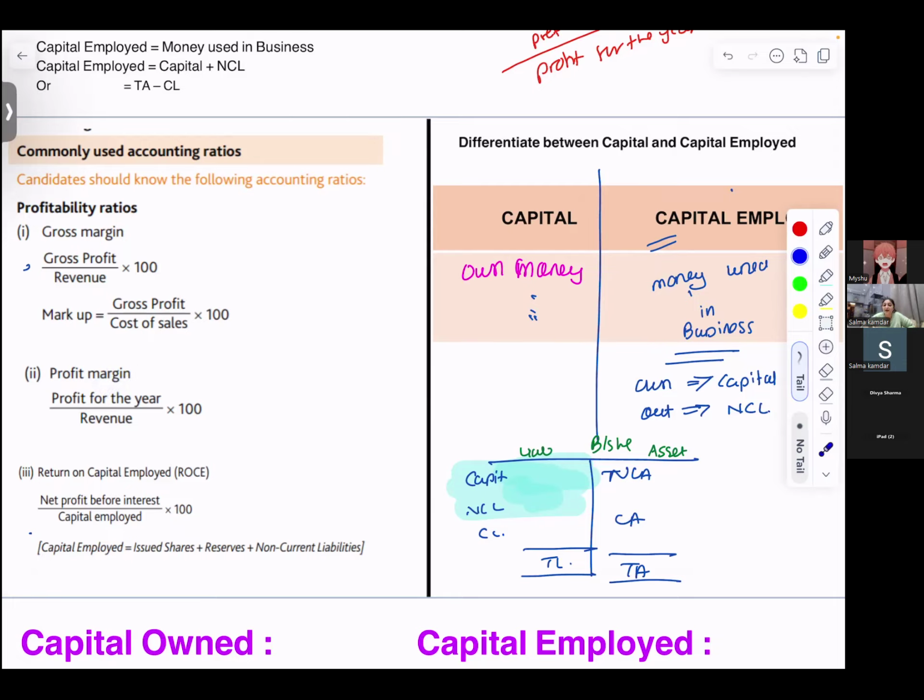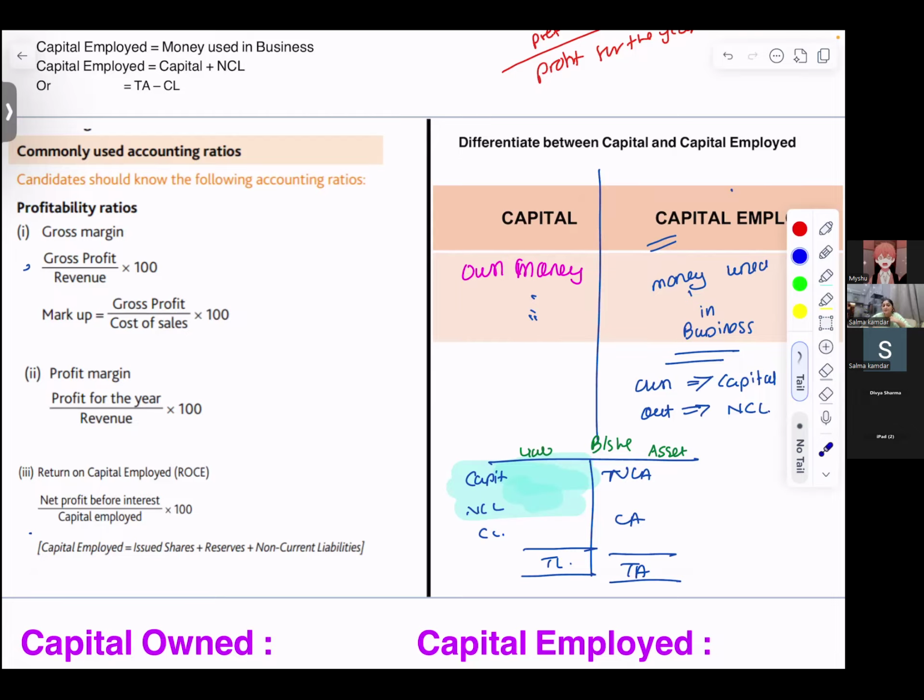What's the formula for gross profit markup? Gross profit markup equals gross profit upon cost of sales times 100. Gross profit margin is gross profit divided by revenue, multiplied by 100. Return on capital employed is net profit before interest divided by capital employed multiplied by 100. And profit margin is profit for the year upon revenue times 100.